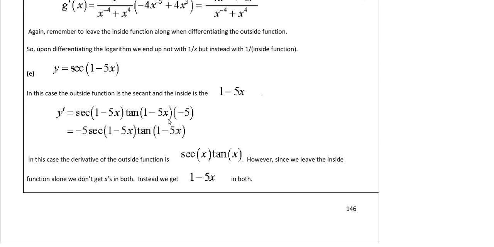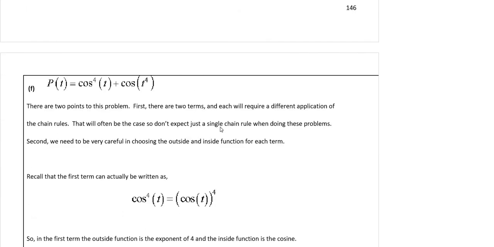And now you're going to find the derivative of the inside function. The inside function is 1 minus 5x, and its derivative is negative 5. And then, if it's possible, we will simplify more. But again, for us, that first step is the important thing. Can you apply the chain rule?